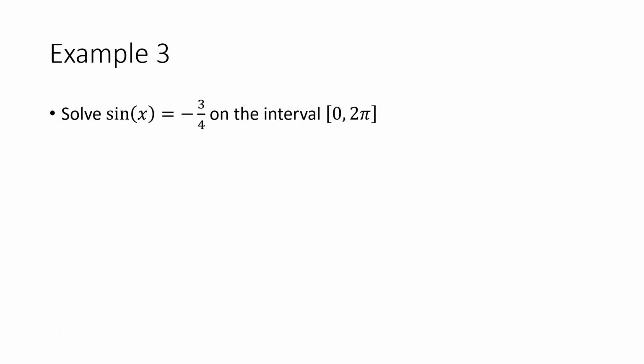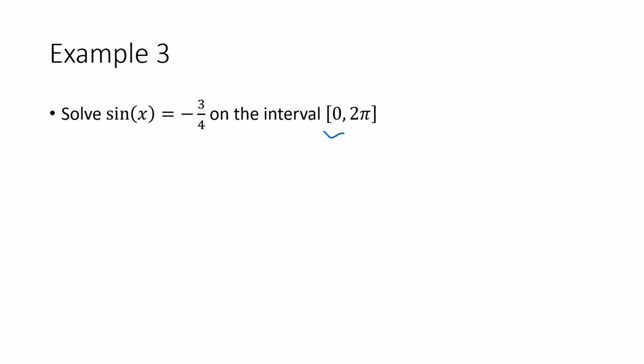All right, now what if the angle that we're looking for is not a special angle? So this problem is a little bit different in a couple ways. One is that we're trying to solve sine of x equals negative 3/4, and we don't know any special angles that have a sine value of 3/4. So this is going to be a problem that we're going to solve using the calculator.